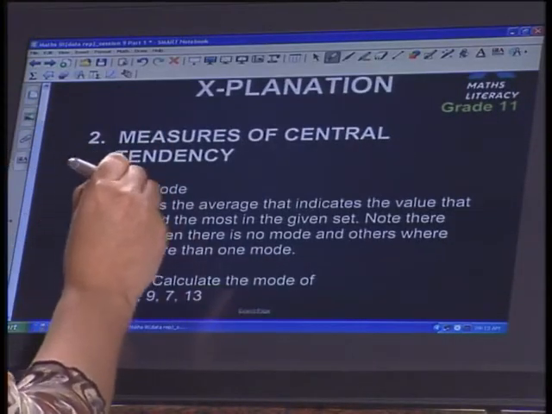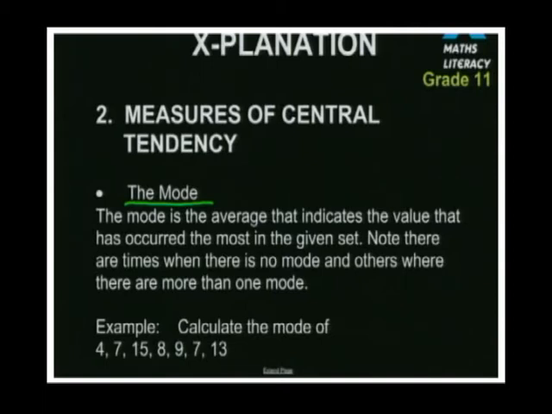And this central tendency is the mode. The mode is the average that indicates the value that has occurred the most in the given set. There are times when there's no mode, and if there is no mode, then that is an answer. If they say calculate the mode and you don't see a number that appears more than once, then no mode is the answer. There are also times when there are more than one mode, where there might be 2 or 3 modes. Then you just give every single one of those answers. So it is the number that occurs the most in the data set.